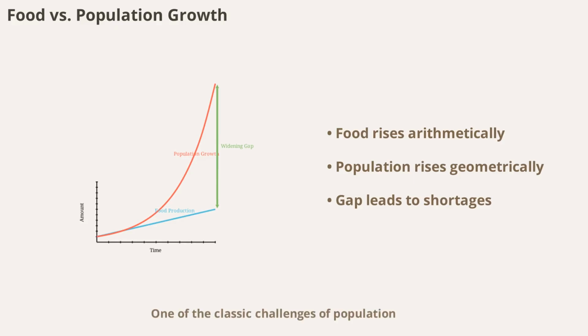One of the classic challenges of population growth is that food production increases arithmetically, while population grows geometrically. This means that, over time, the gap between food supply and demand widens, leading to shortages and hunger. Addressing this challenge requires innovative agricultural practices, efficient resource use, and population control measures.